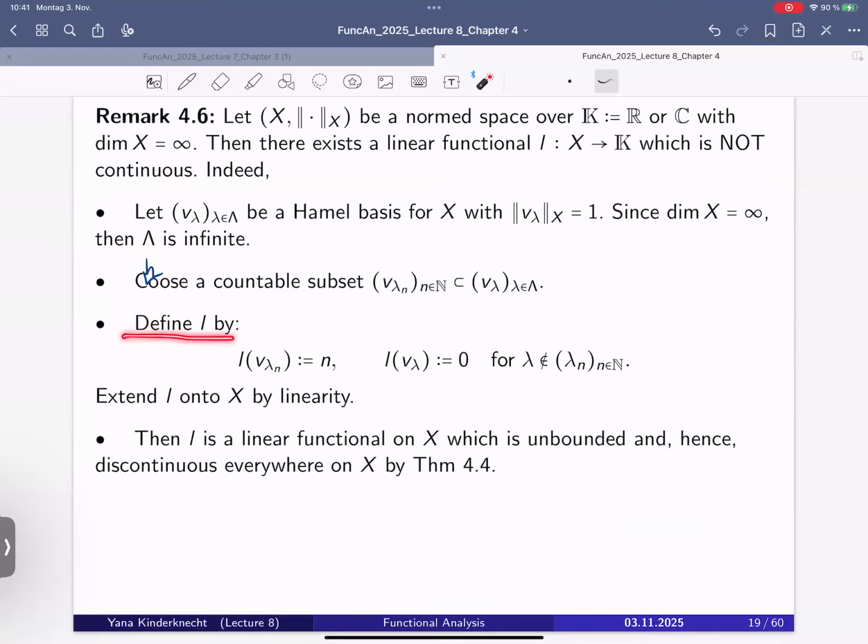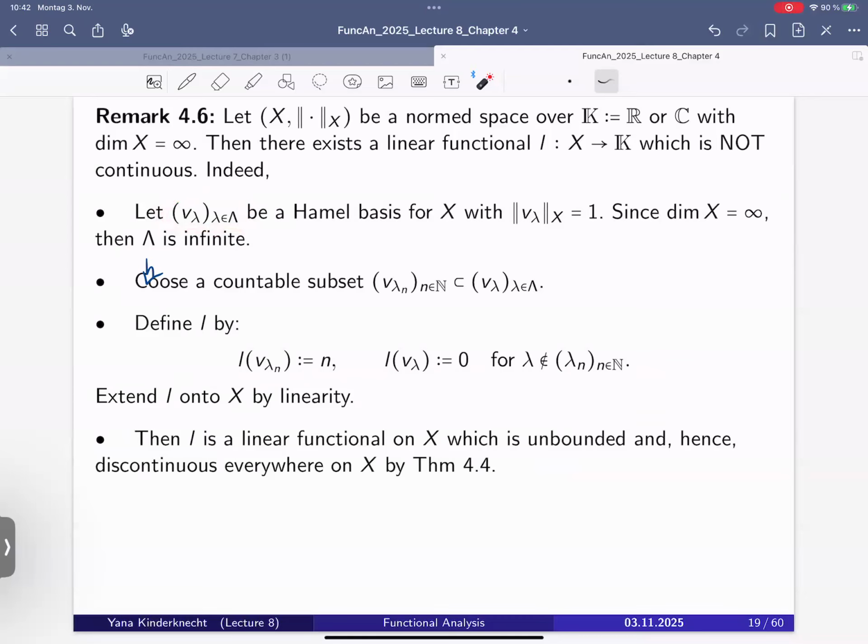Now we define the functional L in the following way. L applied to the vector v_lambda_n from this sequence is just n. And for all other vectors from the Hamel basis which are not in this sequence, we just put L of such a basis vector equal to 0. This is how we defined L on the whole set of vectors from the Hamel basis.